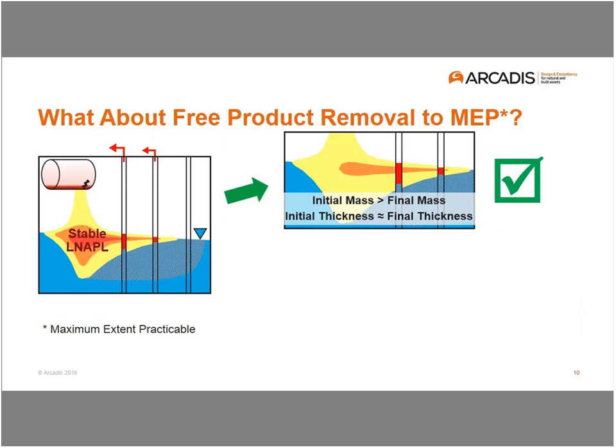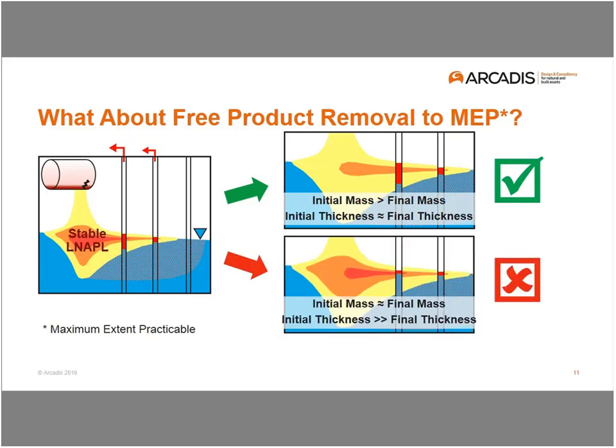When does free product removal make sense? Well, it makes sense when we can change the mass of LNAPL that's in the ground, whether or not we can change the thickness of LNAPL in wells. And there are a lot of situations where LNAPL thickness is driven by factors other than the mass of LNAPL in the ground. What we don't want to do is recover LNAPL if we can't change the mass of LNAPL in the ground, even if we can change the thickness of the LNAPL in the wells.